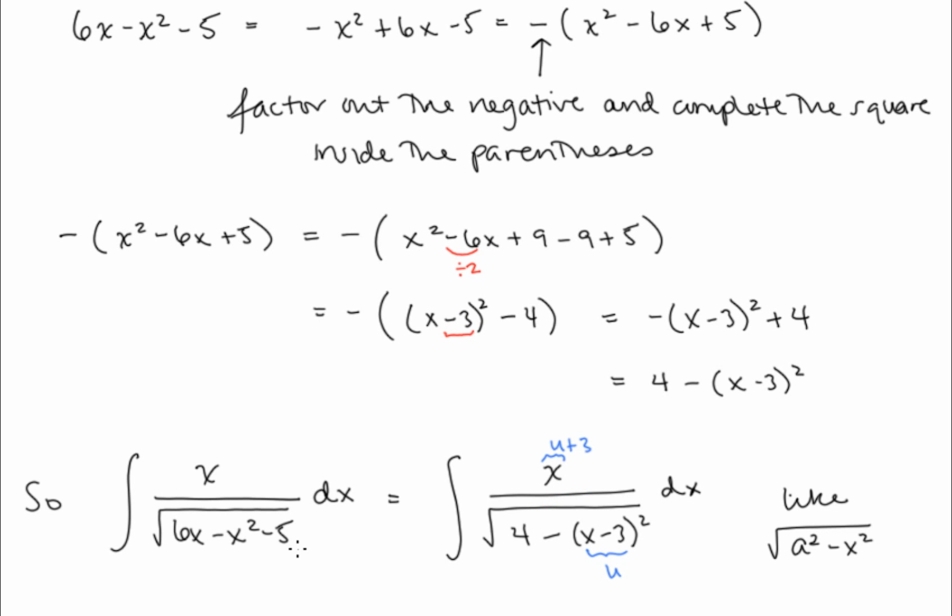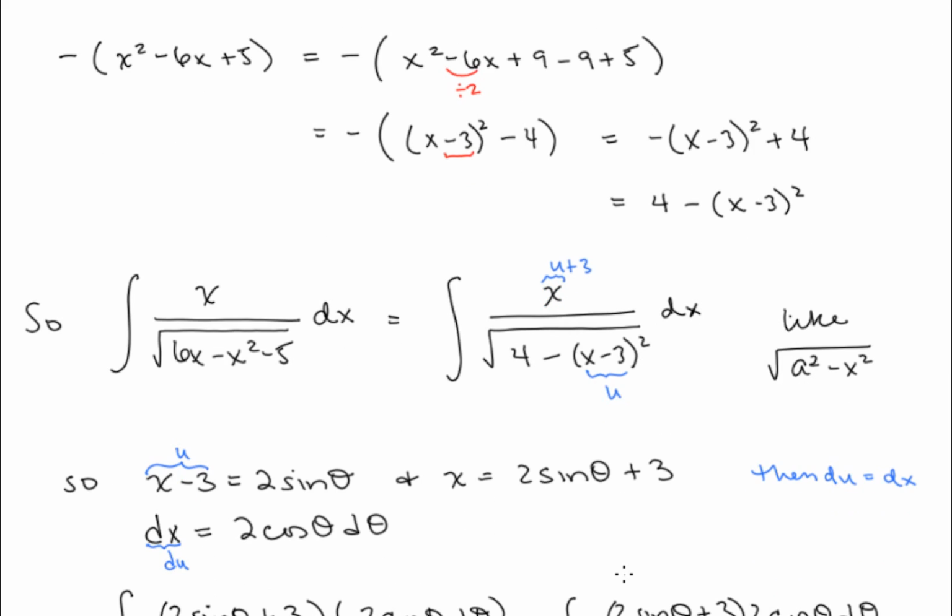And so our original integral can be written as x over radical 4 minus x minus 3 quantity squared. And now we recognize this denominator is of the form radical a squared minus x squared. Well, we don't exactly have an x squared, we have an x minus 3 squared. So if you want, you can let x minus 3 equal u and make a u substitution there. Or you could just move forward with x minus 3.